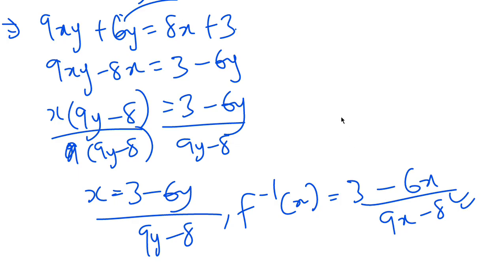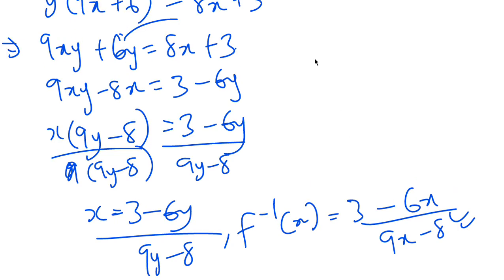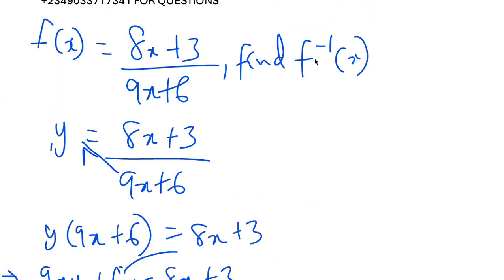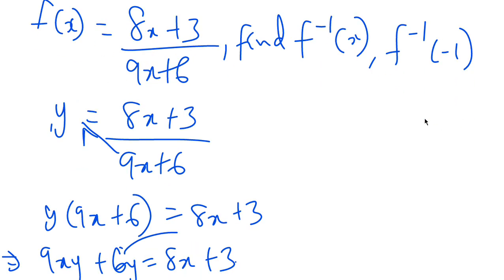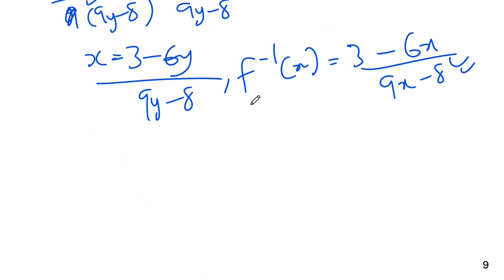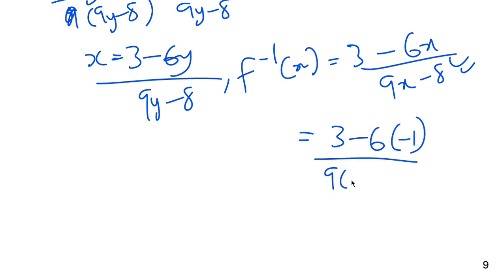And that's the answer. So in the exam, they could give you this function, and then maybe they will write f(x) is equal to (8x + 3) over (9x + 6). So let's say we are now asked to find f inverse of minus 1. So anywhere we see x in the inverse function, we replace it with minus 1, and that will be (3 - 6 into minus 1) over (9 into minus 1 - 8).